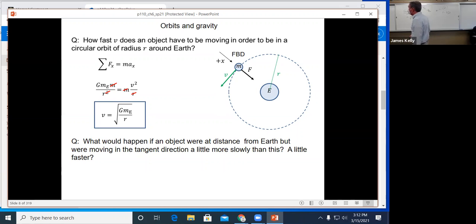Okay, that sort of begs the question, well, suppose I'm out here at this radius and I'm going a little bit slower, or I was going at the right speed and someone slows me down for a second. Or there's a rocket I blast out in front of me that slows me down. What's going to happen? I'm still out at this radius, but I'm not going at the right speed. What would happen then?